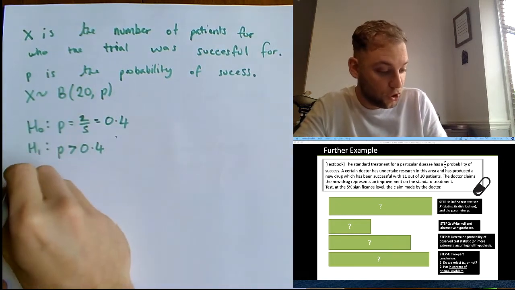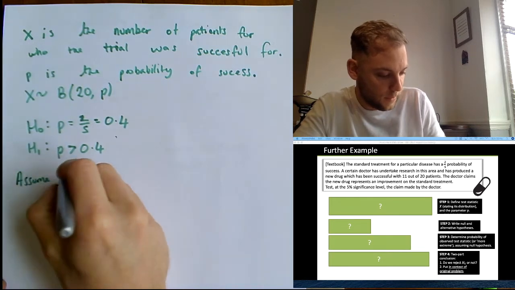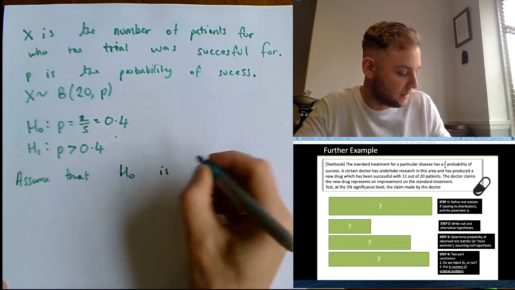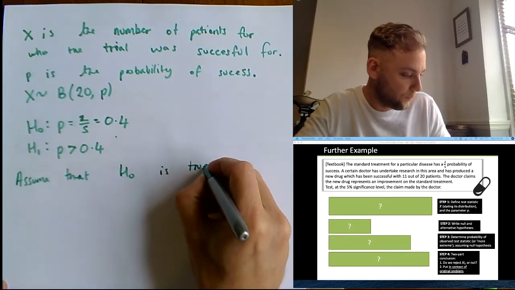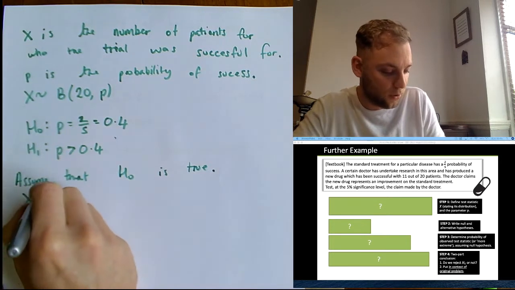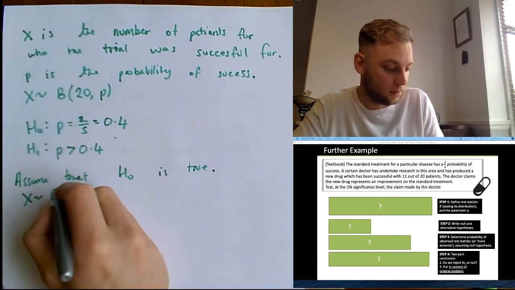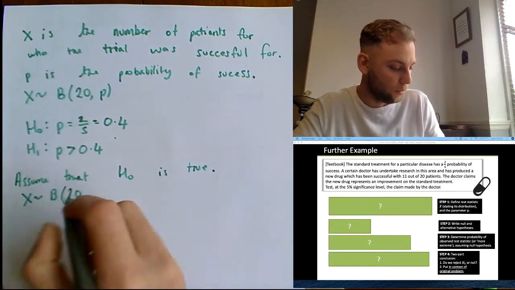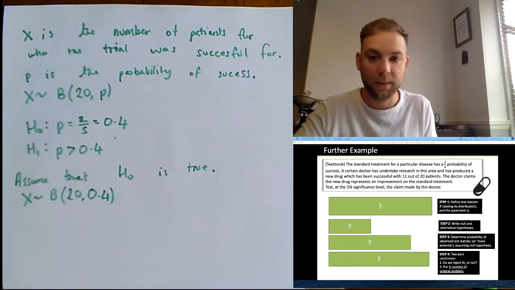So we assume that H0 is true. We assume that H0 is true. So we're going to say here that X follows a binomial distribution with 20 patients and a probability of 0.4. Okay, that's what we know.